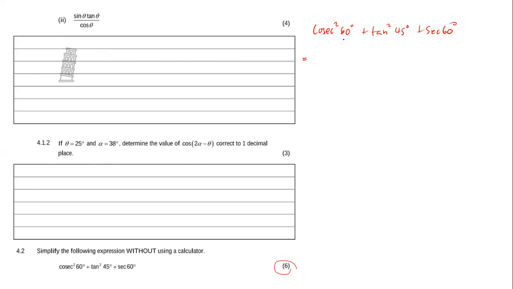So what is cosec x squared? We know that cosec corresponds with sine. So this is the inverse of sine. So we know that this will be 1 over sine squared 60 degrees, plus tan squared 45 degrees, plus sec 60 degrees.